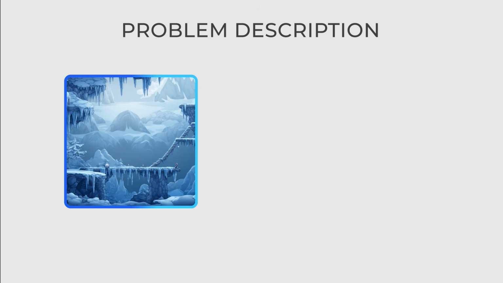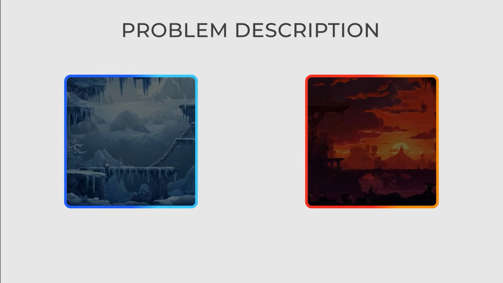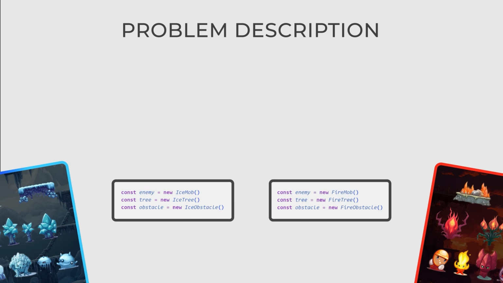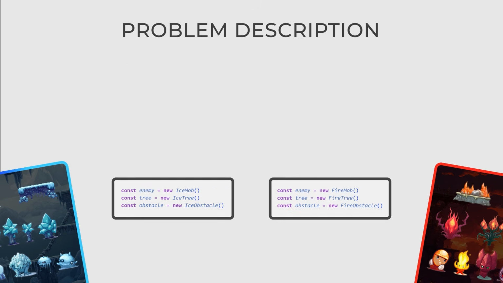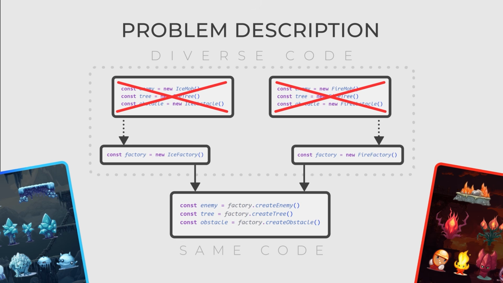Imagine that you are developing a video game with a nice world. At some point, you decide to add a completely new fiery world. This means that now we need two different environments, each with its unique characters, enemies, plants, obstacles, and so on. You don't want to tie the creation of certain objects to the worlds, so you want to create some kind of mechanism that takes responsibility for creating the appropriate families of objects in the corresponding worlds.